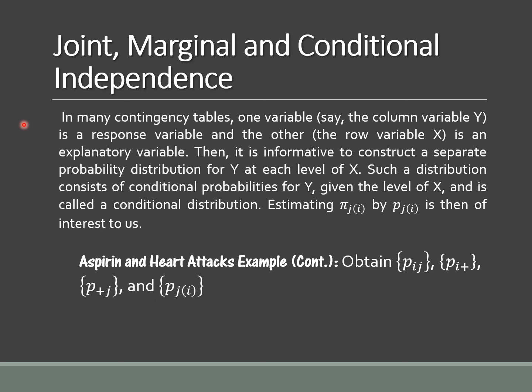So if we have that situation wherein there's a cause and effect relationship, then it is informative to construct a separate probability distribution for y at each level of x, but it is not really sensible to create the probability distribution of x at each level of y, since you know that x causes y, meaning you need to take into consideration the value of x in deducing the result of y, but it is not intuitive to consider the value of y to see the result of x.